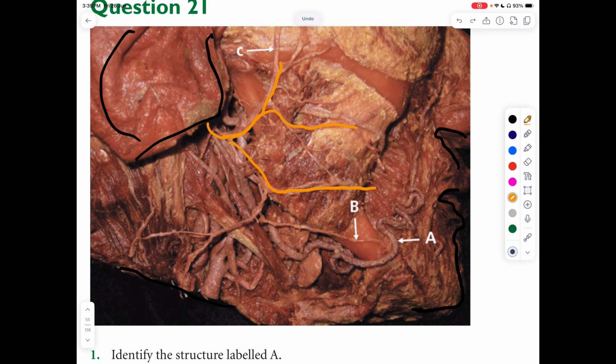Each has got a significance. Temporal for raising eyebrows, supplies the muscles here. Then marginal mandibular, it supplies the angle of mouth, asymmetry, symmetry.